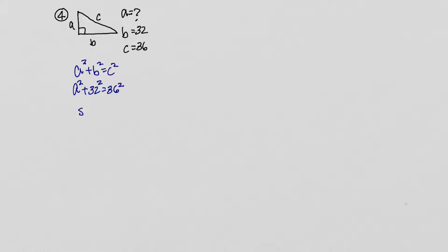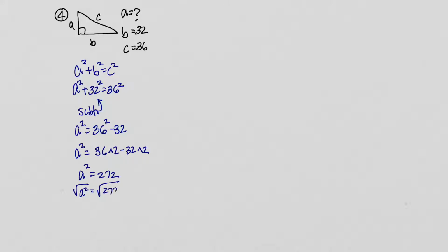You know what? How about if we try it like this? Let's subtract 32 squared. So we'll get a squared equals 36 squared minus 32 squared, and then do it all at once on the calculator. We'll get a squared equals, now on the calculator I'm typing in 36 squared minus 32 squared. So we're getting a squared equals 272, taking square roots of both sides.